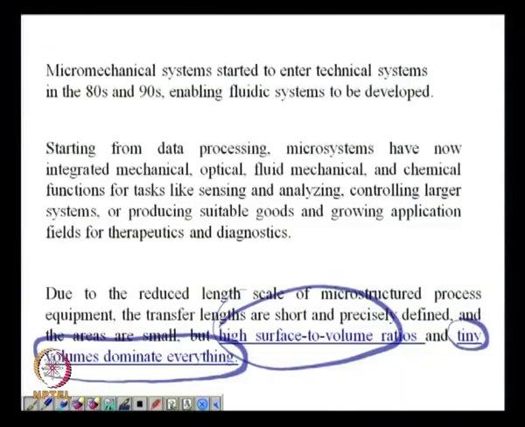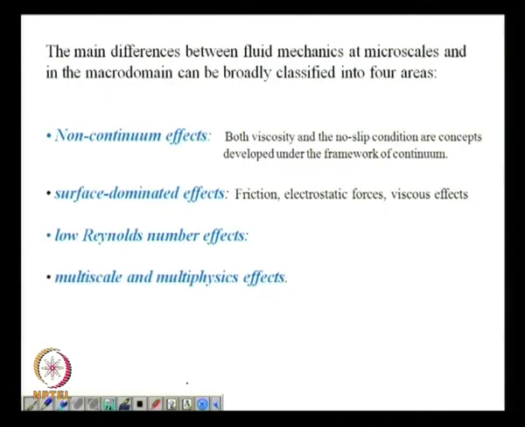So, if we try to organize our thought so far, there is going to be a difference between the fluid mechanics at microscale and in the macro domain, and we are going to concentrate on 4 specific points to highlight the differences between the two. The first is going to be the non-continuum effects.